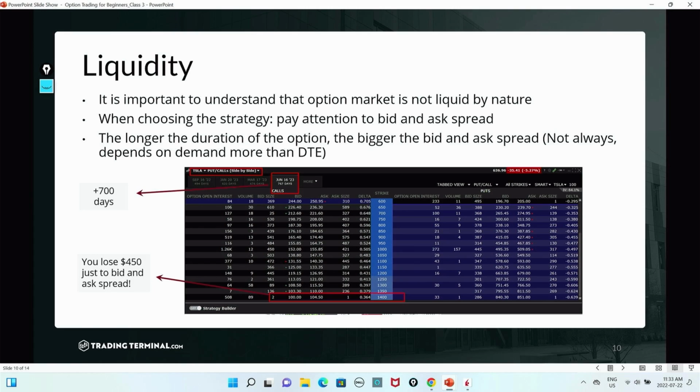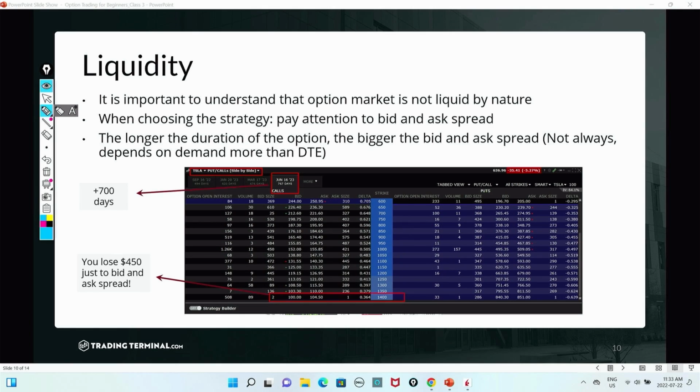It is important to understand that the option market is not as liquid by nature. When choosing this strategy, pay attention to the bid and ask spread. The longer the duration of the option, the bigger the bid and ask spread are going to be. Of course, not always, but this could be a good overgeneralization.